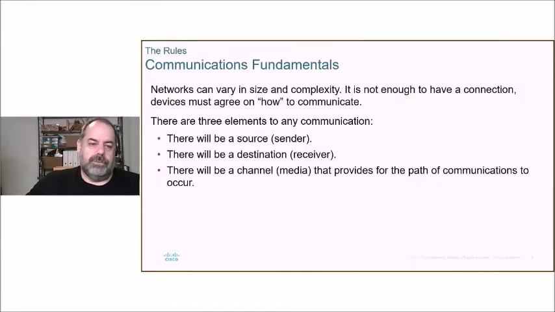Okay, so the rules. Networks can vary in size and complexity. It is not enough to have a connection. Devices must agree on how to communicate. There are three elements to any communication. There will be a sender, a receiver, and the channel which it moves through, which we often call the media.